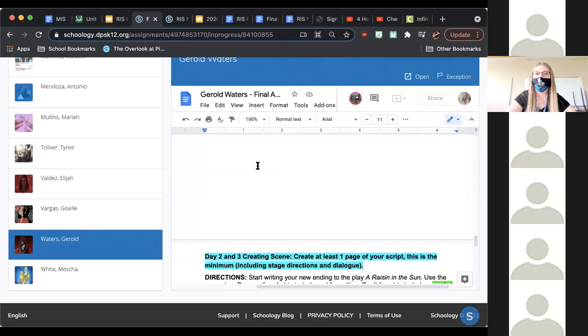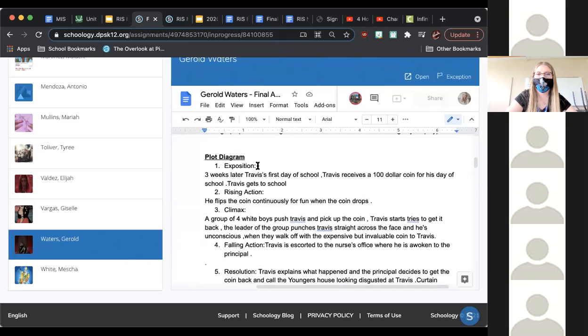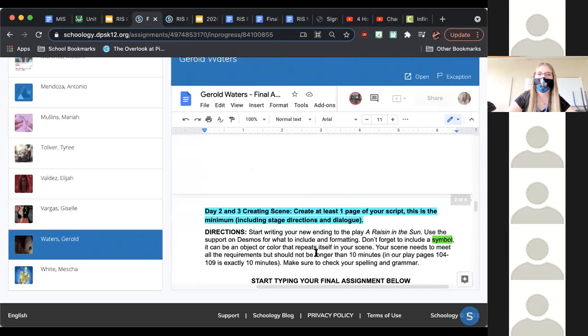Gerald has followed his plot diagram. His plot diagram said that he was going to get to school and was going to play with it. He's been playing with it, talking about it with a kid named Ben. Now we know that this climax is going to happen. He's going to have to write that climax and then get escorted to the nurse's office, talk to her, and have some sort of resolution, whether that be positive or negative.